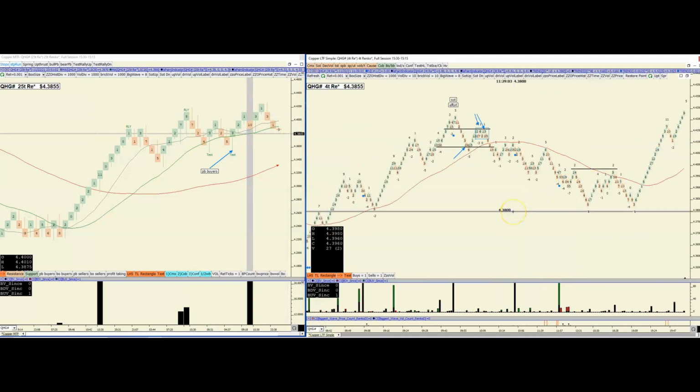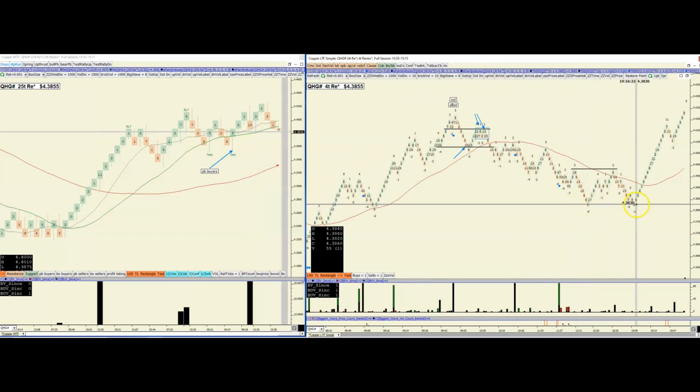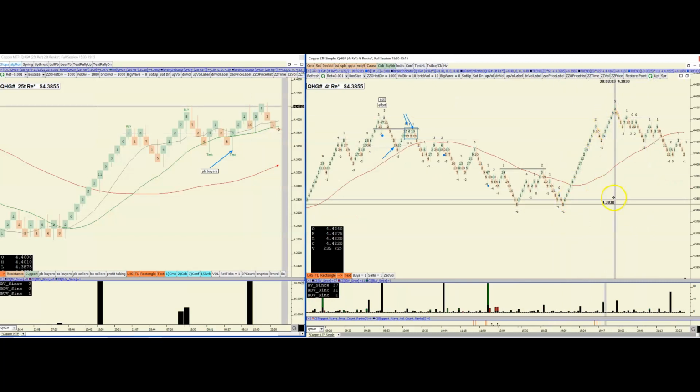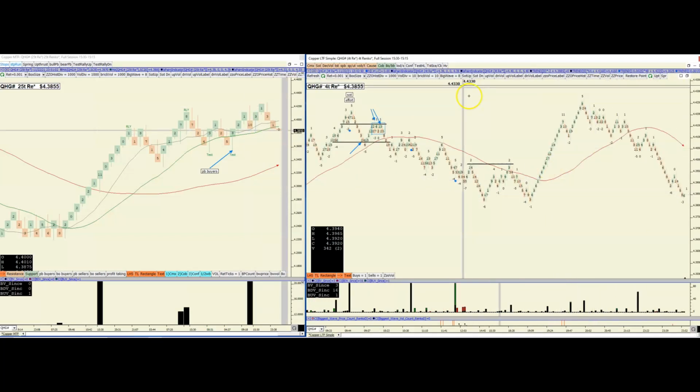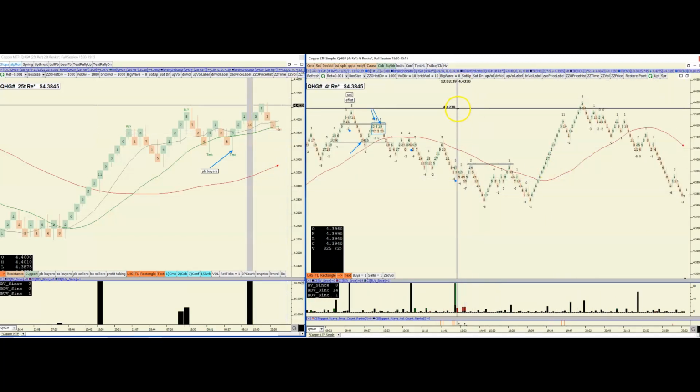See what they targeted here. It just held its support, retested, and pressure came in. Took out these highs.